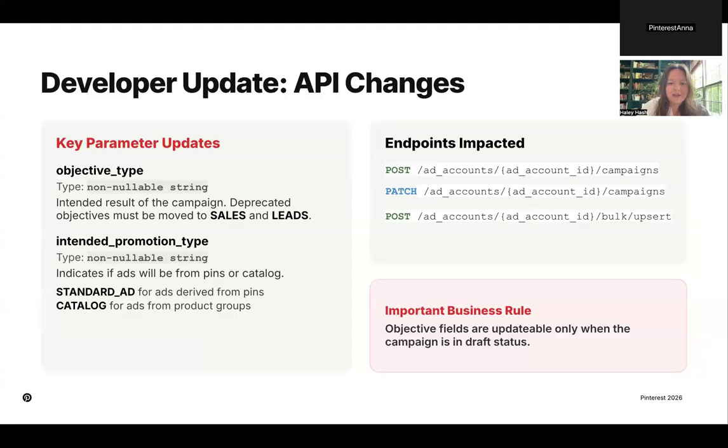So, one final save-your-sanity rule on that before I move on: the objective fields are only editable when the campaign's in draft status. So, if you're trying to patch an active campaign and getting errors, that's why. Set it in draft, make your changes, and you'll be good to go. So yeah, please remember to check those endpoints, update the parameters, and keep your campaigns running smoothly.